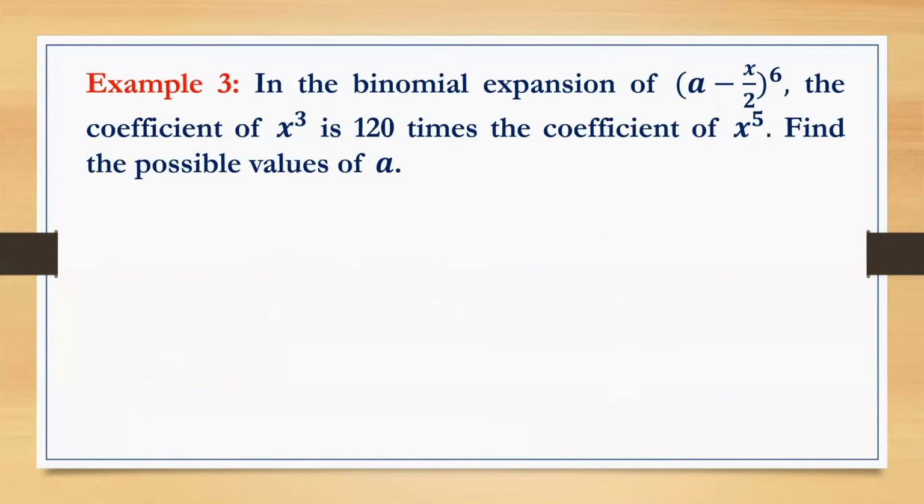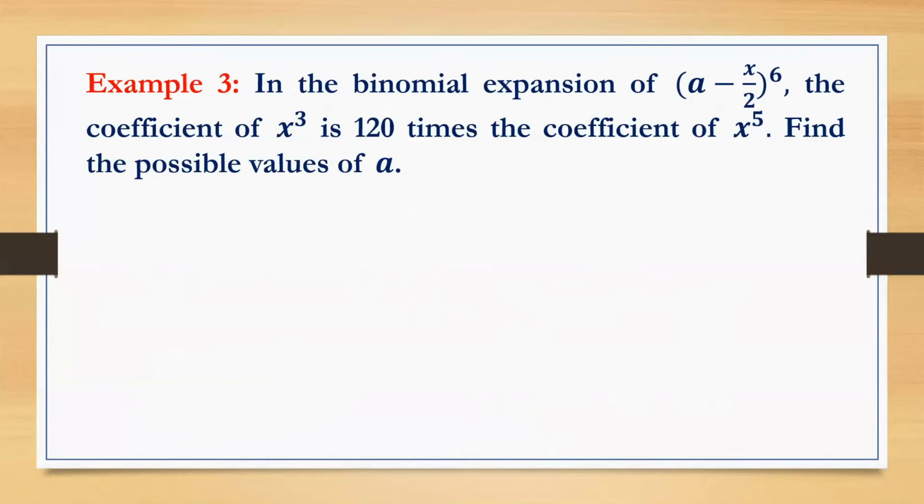We now move on to example 3. In the binomial expansion of (a minus x over 2) to the power of 6, the coefficient of x cubed is 120 times the coefficient of x to the power of 5. Find the possible values of a.